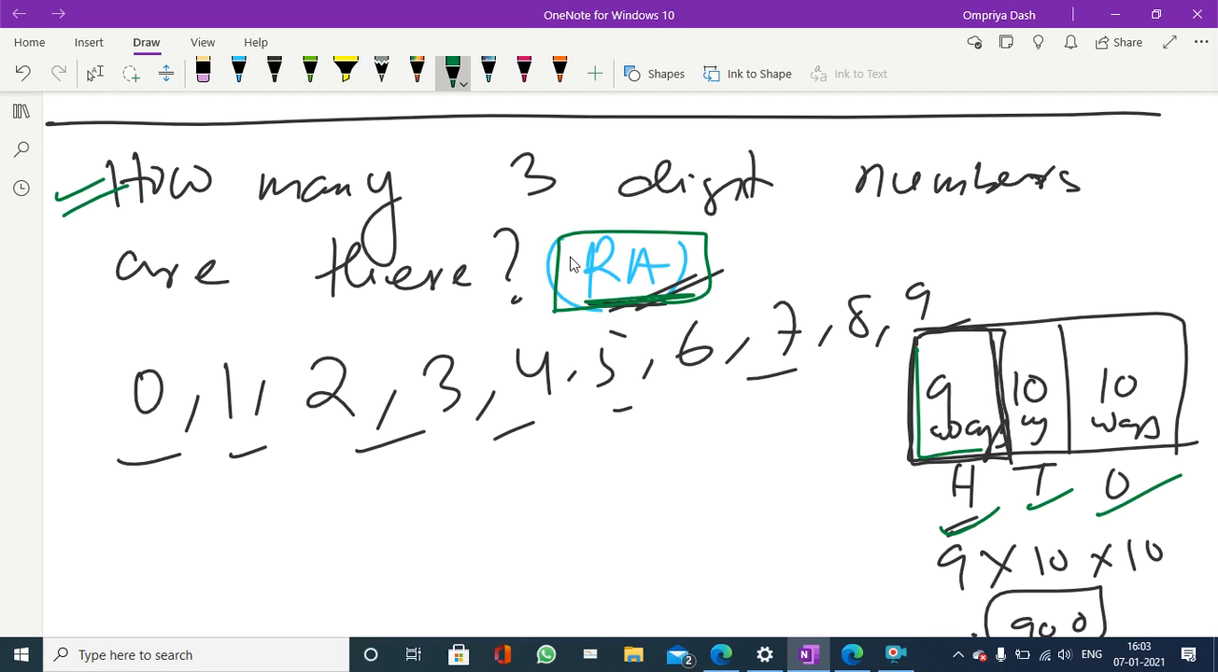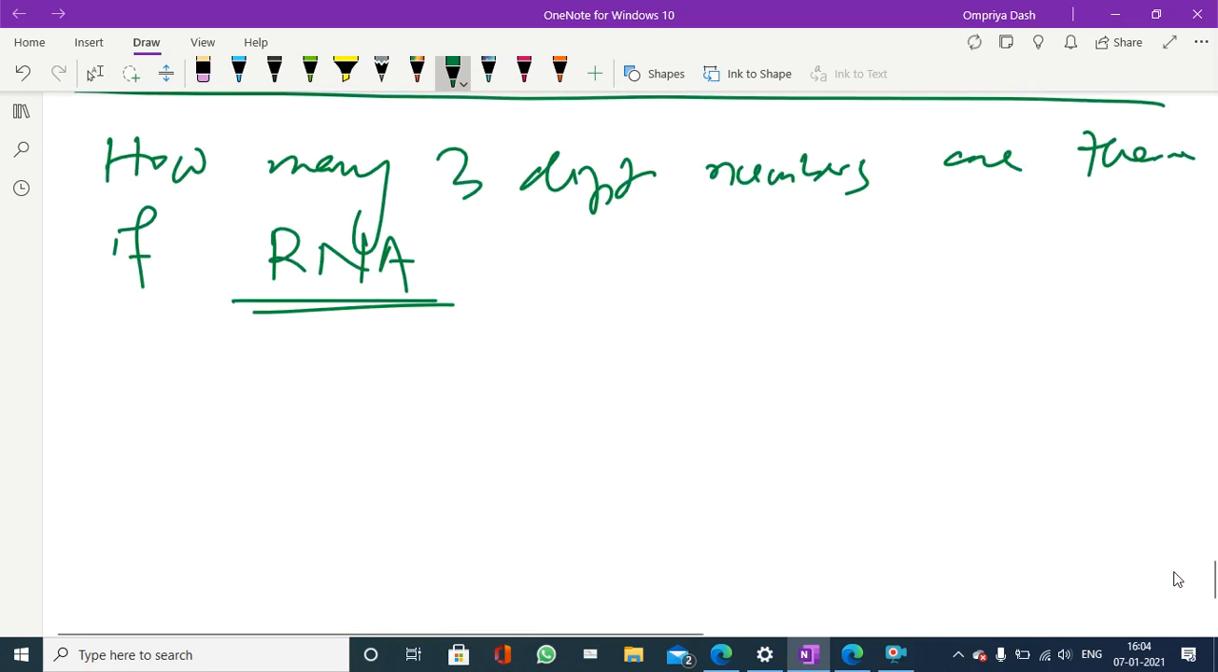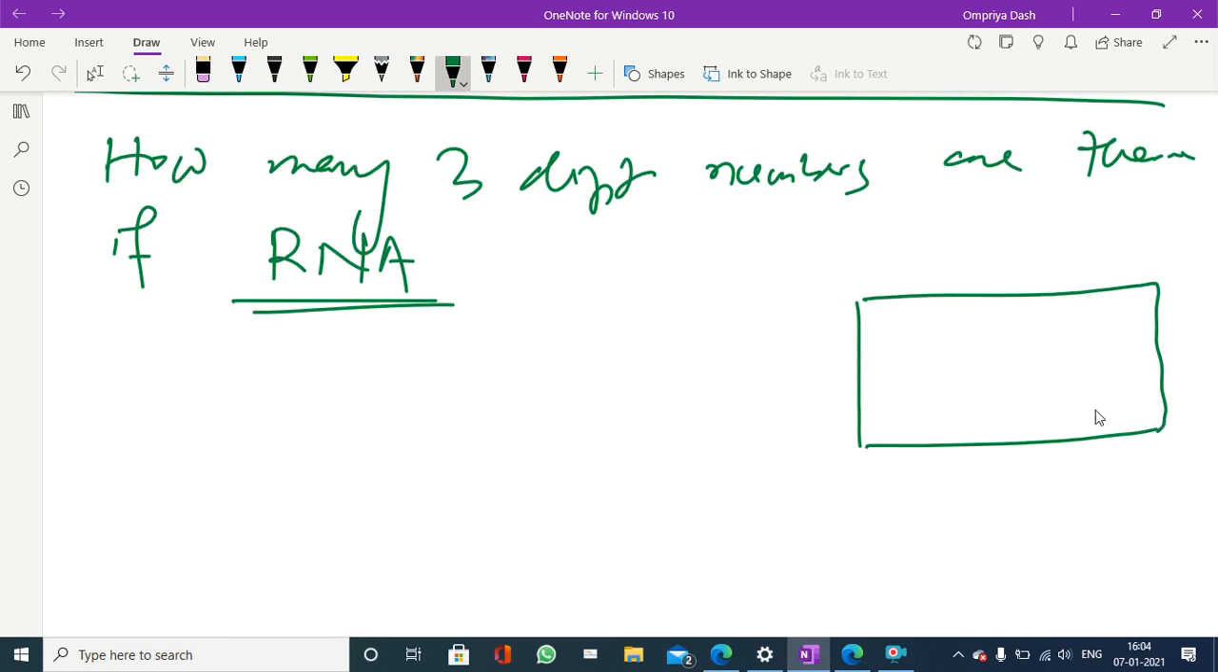But I told you, here repetition is allowed, so you could have started from here also. I can fill it in 10 ways, no problem. Then I can fill it in 10 ways, no problem. But I cannot fill it with 0, so I can fill it in 9 ways, and very easily you can calculate 900. But in this particular question, you will have to start with the hundreds place when repetition is not allowed. That is why I told you, always form the habit of filling the place with restriction.